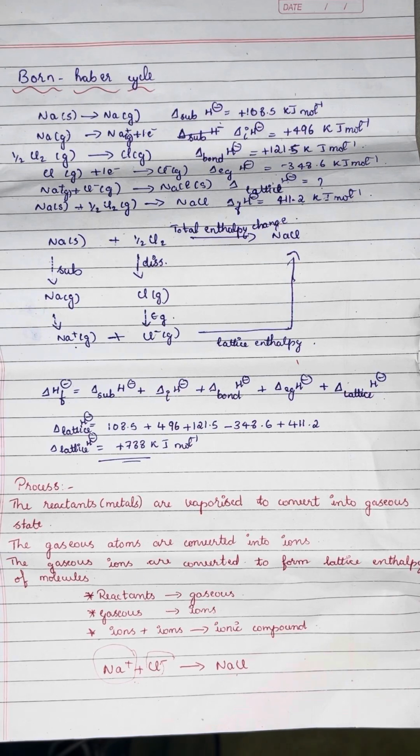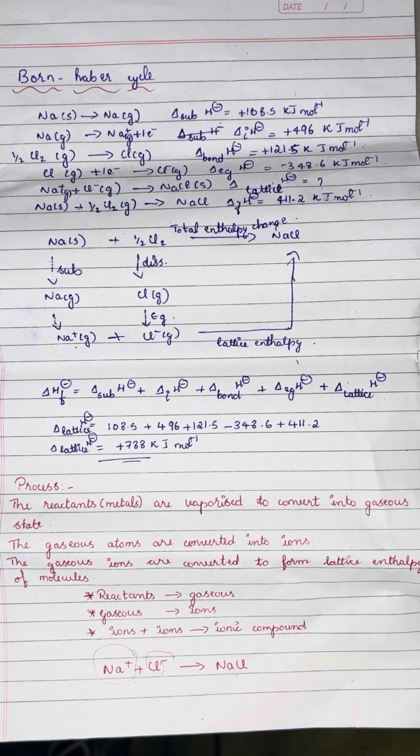So the first half is completed, and next the other product is Cl. The raw material for Cl is present in the form of half Cl2. In this process half Cl2, which is present in the gaseous state, is getting converted to Cl, which is again in the gaseous state, and the enthalpy change is the enthalpy of dissociation. Here the bond gets dissociated, so the enthalpy is known as the enthalpy of dissociation, which is found to be plus 121.5 kilojoule per mole.